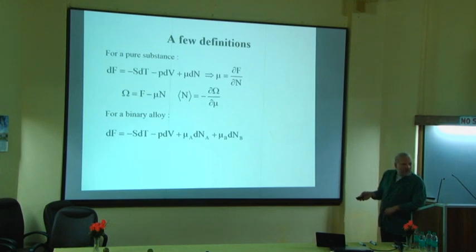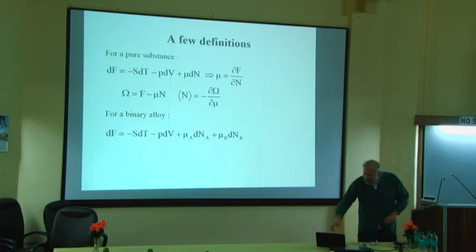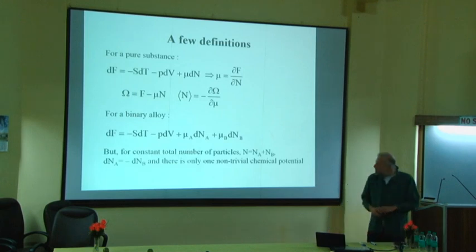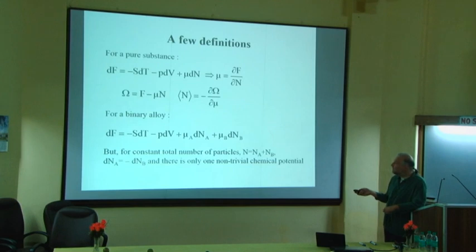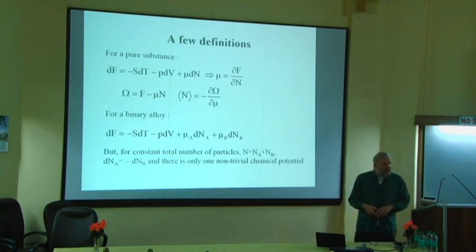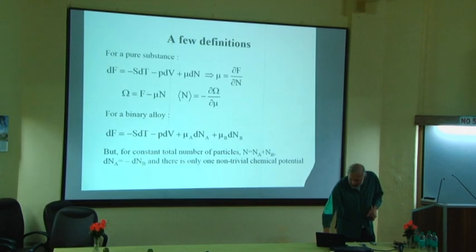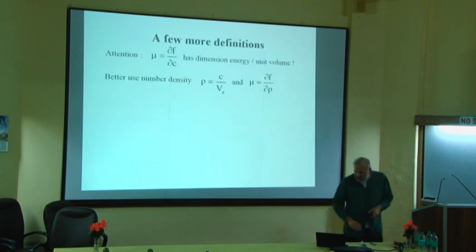Here are two remarks of caution, which are the same that I already made yesterday. In principle, for a binary alloy, you should have two chemical potentials. But if the molar volume is constant, then the number of particles is conserved. You have dN_A is minus dN_B. And so there is only one non-trivial chemical potential, which is often called the diffusion potential. So just the same as in the Cahn-Hilliard equation.